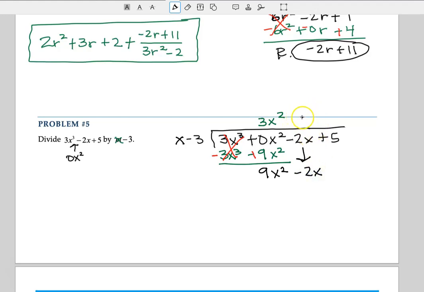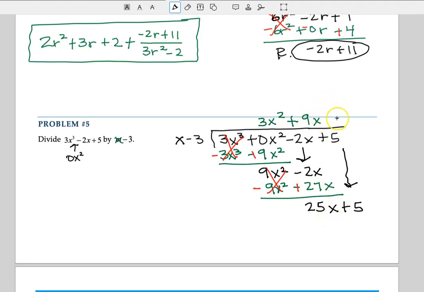Okay, so I'll try it again. What times x gives me 9x squared? It's going to be 9x, right? 9x times another x is going to give me 9x squared. And then 9x times negative 3 gives me negative 27x. All right, so now let's change our signs again. That first term's gone, and here we're left with 25x, and then we need to bring down our 5. So bring down that plus 5.